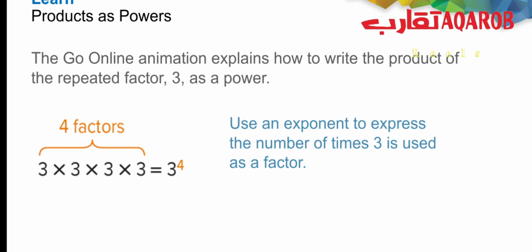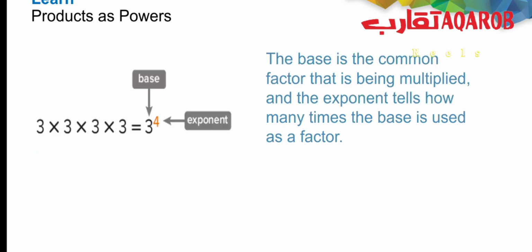Now, the exponent, as you can see here, is the number 4, which is a small number at the top right of the number I put here, which is 3, which I call the base. The exponent, which is 4, means the number of times that number 3 is multiplied by itself. So when I say 3 to the power 4, I mean that number 3 is multiplied by itself 4 times, as you can see here.